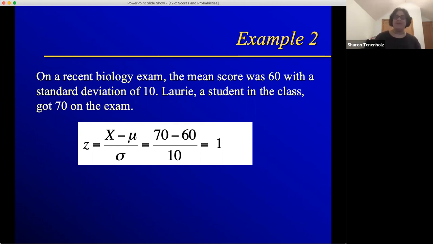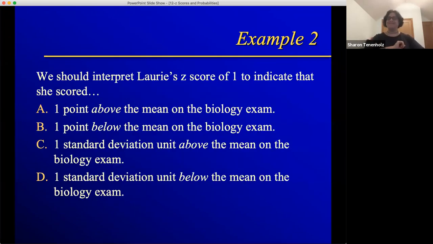Can somebody give me the interpretation here? In fact, let's have you all give me the correct interpretation here. Lori's z-score of 1 indicates what? What does this tell us? Does it mean that she's 1 point above the mean on the biology exam? 1 point below the mean? 1 standard deviation unit above the mean on the biology exam? 1 standard deviation unit below the mean on the biology exam? What is this telling us?